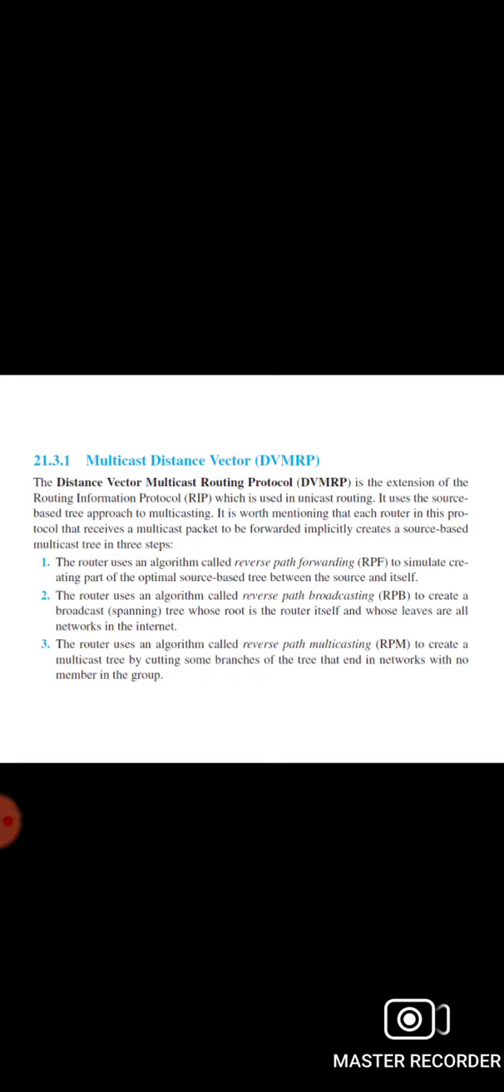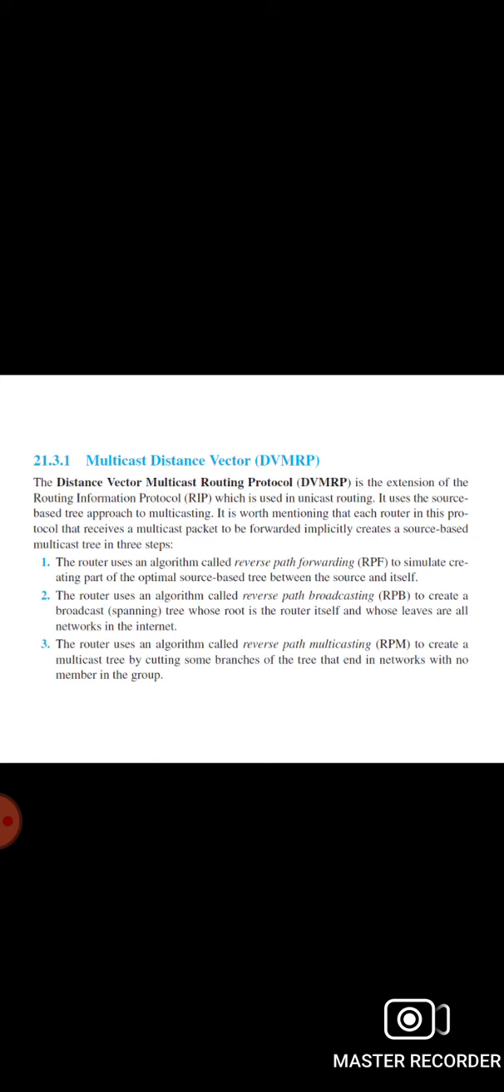Welcome to this presentation. Today we are going to see about DVMRP. The Distance Vector Multicast Routing Protocol is the extension of the Routing Information Protocol which is used in unicast routing. It uses the source-based tree approach to multicasting.